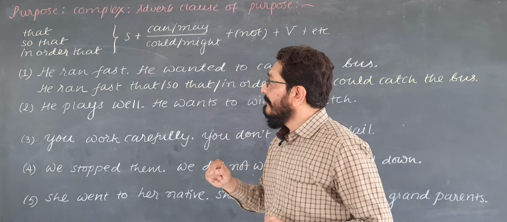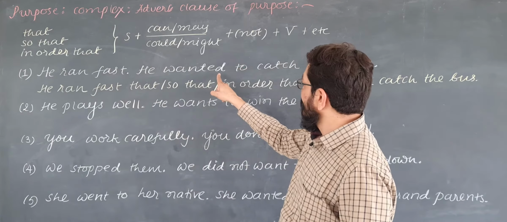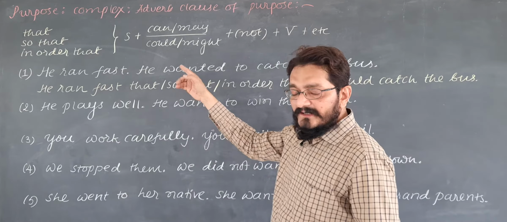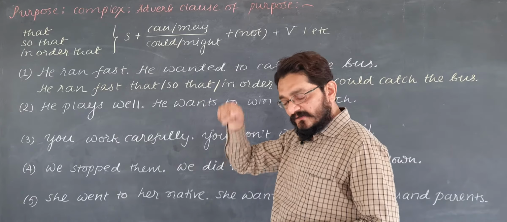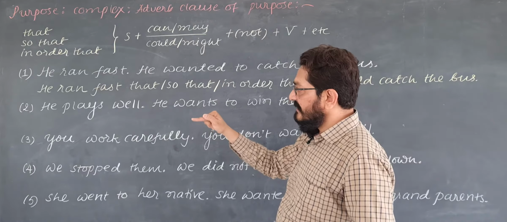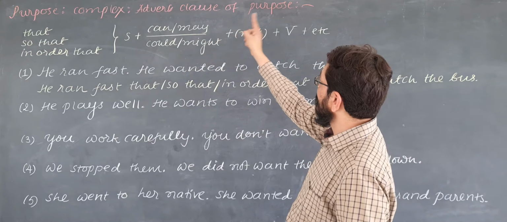Now today the same two sentences will be there, he ran fast, he wanted to catch the bus. This is also simple, this is also simple. Earlier we were making simple sentence. Today we will learn how to make complex sentence using two simple sentences, and that is called adverb clause of purpose.